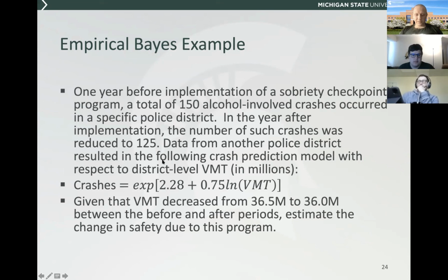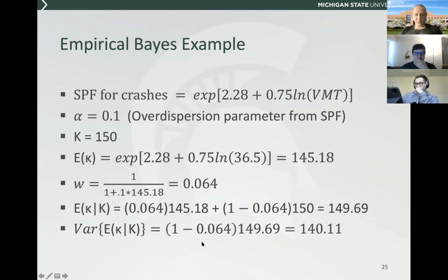In addition to this information, we're told that the VMT in this specific district had decreased from 36.5 million to 36 million between those periods. As a consequence, just as we had seen in the preceding before-and-after with control case, we would have expected to see fewer than the 150 crashes due to various factors, which would include regression to the mean, as well as any contemporaneous differences in volumes between those periods.